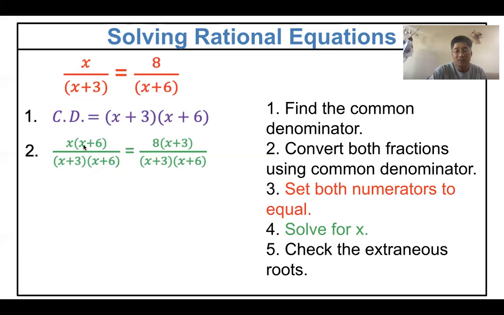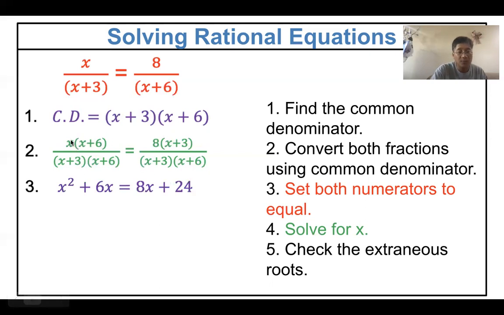Once you convert both fractions using the common denominator, the next step is simple: if the numerators are equal to each other, both sides are equal. Make sense, right? Numerators are equal because the denominators are already equal. To be equal, the numerators must be equal to each other. Then both sides will be equal. You understand?